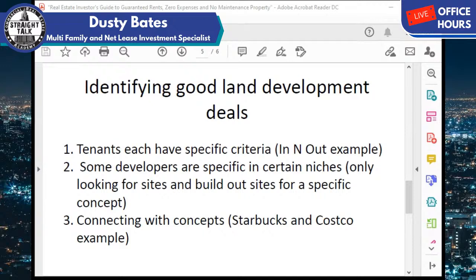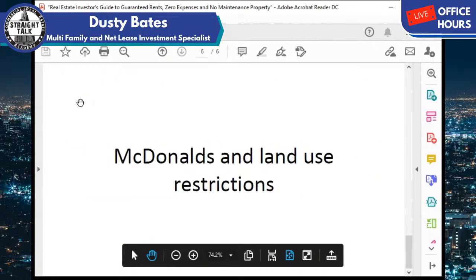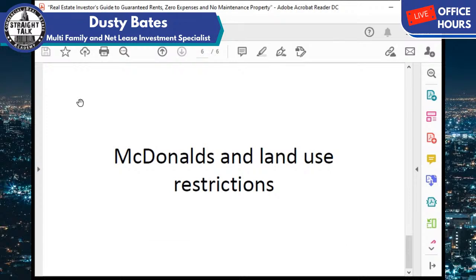And they'll drill down into the Starbucks niche, I guess. Something to be aware of. And then we'll go ahead and do some examples. I'll just pull some stuff up, but something to be aware of.